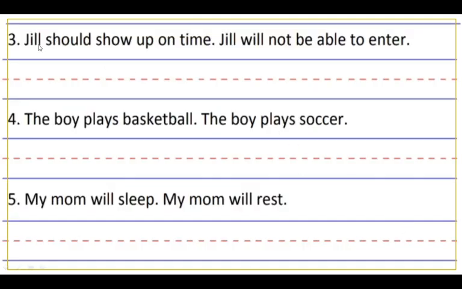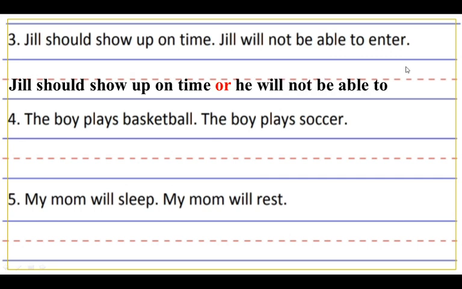number three. Jill should show up on time. Jill will not be able to enter. So what conjunction over here can we use to combine these two sentences? So the full answer for number three is, Jill should show up on time or she will not be able to enter. Okay, so over here we use the conjunction or also. It means that Jill kena datang pada tepat masa atau dia tidak boleh masuk. Okay, so that is the meaning for number three.